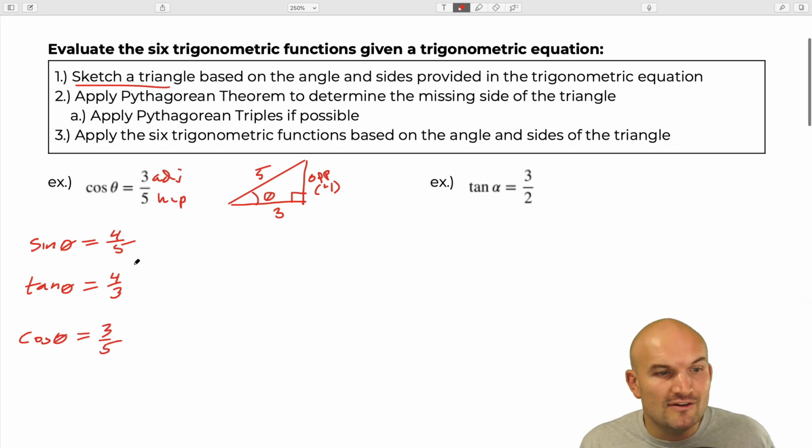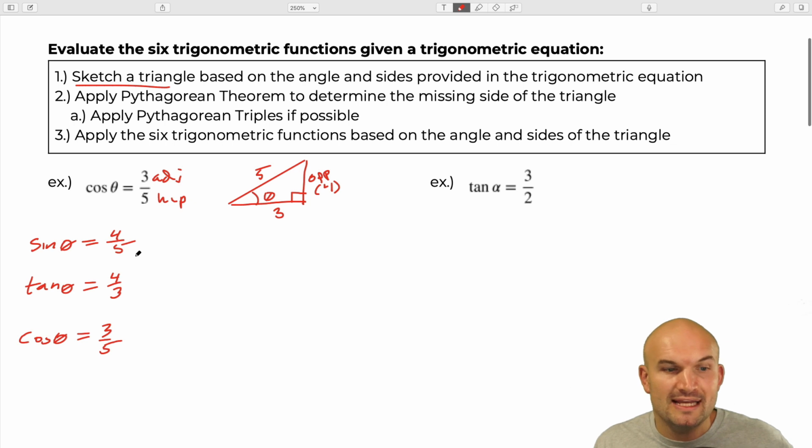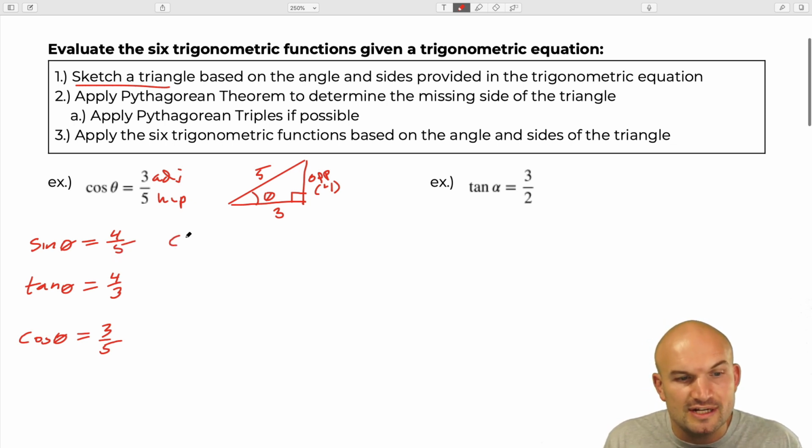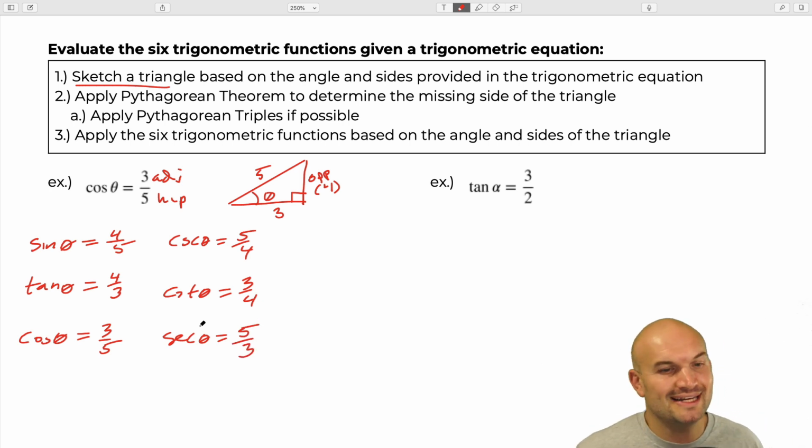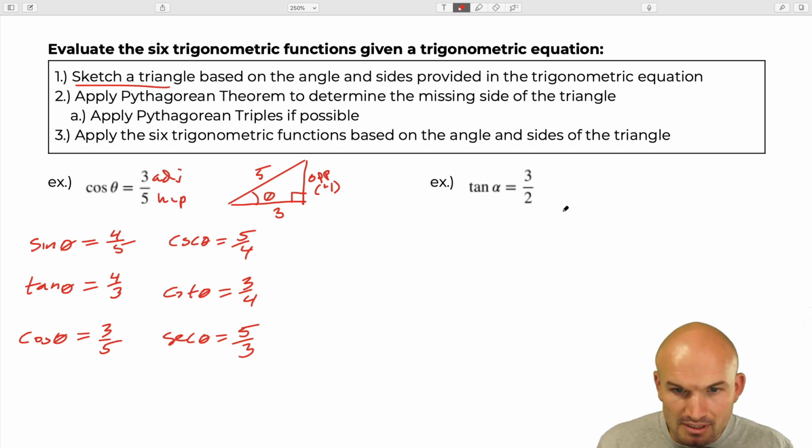I can now find the reciprocal relationships just by taking the reciprocal of the sine, cosine, and tangent. So the cosecant of theta is going to be 5 over 4. The cotangent of theta is going to equal 3 over 4. And the secant of theta is equal to 5 over 3. So you can see how Pythagorean triples really make things a lot easier. Now let's get into another one.